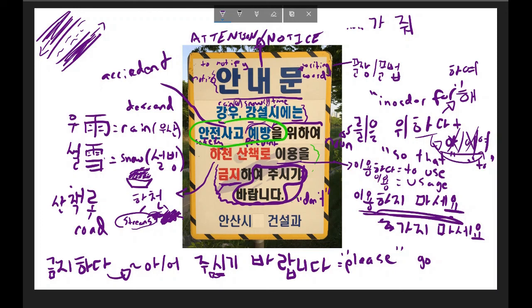And then down here I have when, or in the time that it rains or snows, specifically when it rains or snows, and not when it's some other weather thing, in order to, or so that we can prevent accidents, please do not use the walking path next to the stream. Just down here, I just want to point out what this would mean.